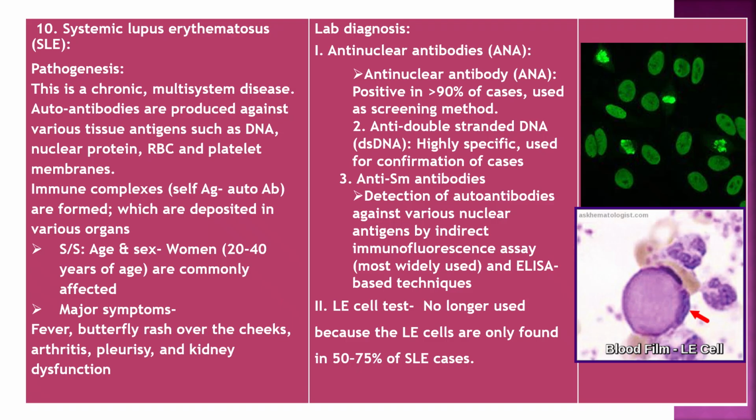Lab diagnosis: anti-nuclear antibodies. Anti-nuclear antibody is positive in more than 90% of cases and is used as a screening method. Anti-double stranded DNA, dsDNA, is highly specific and used for confirmation of cases. Anti-Sm antibodies: detection of autoantibodies against various nuclear antigens by direct and indirect immunofluorescence assay, most widely used, and an ELISA-based technique. The LE cell test is no longer used because LE cells are only found in 50 to 75% of SLE cases.